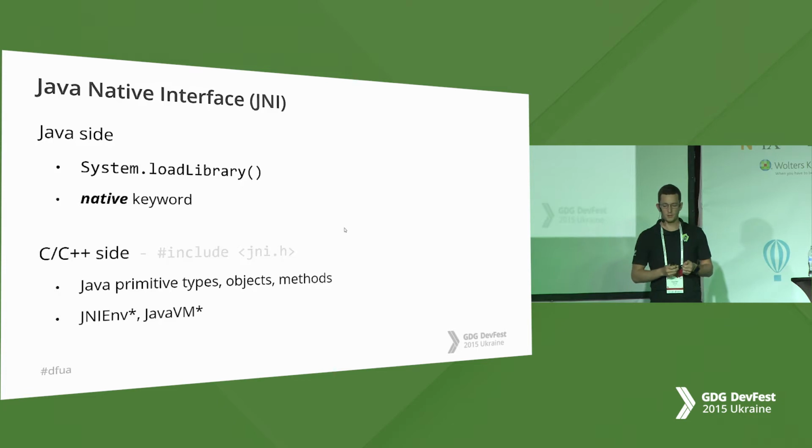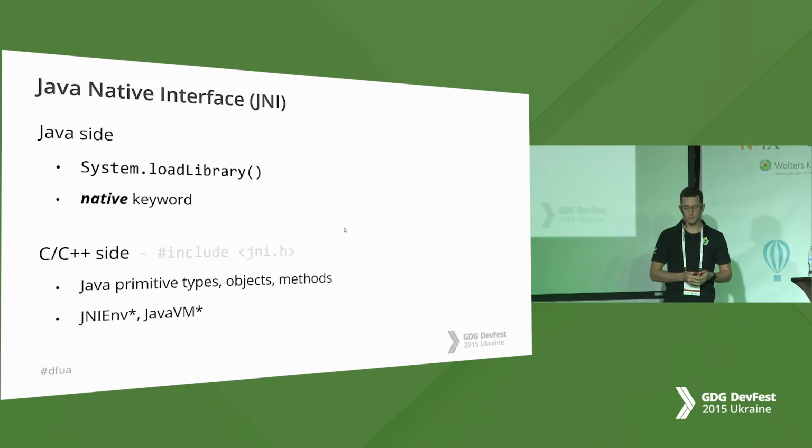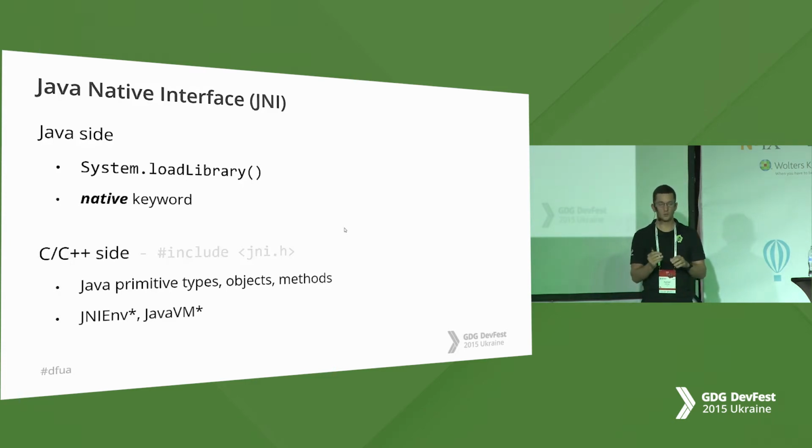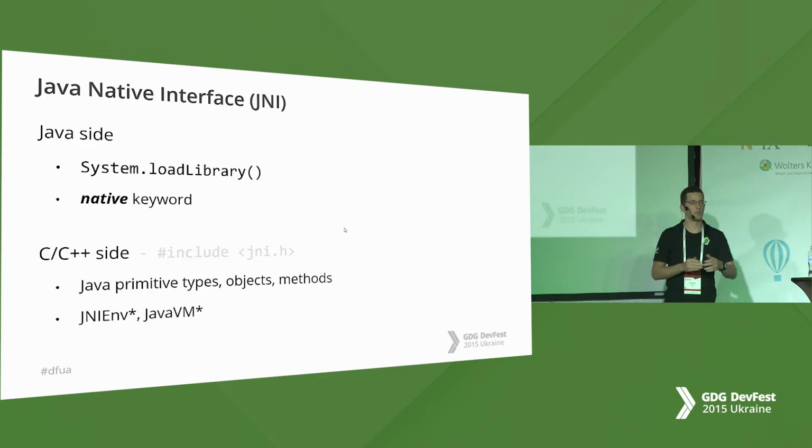And on the C and C++ side, it's mainly the jni.h include. The jni.h will give you Java primitive types, so Java integer, Java double, Java objects, Java methods, Java classes, and so on. So you can manipulate and interact with these from your C and C++. It's giving you two really important objects: JNIEnv, the Java Native Interface environment. That's the object that allows you to talk to the JVM, to ask the JVM to create objects and so on. And the JavaVM, so the JVM, which mostly allows you to get a JNI environment.